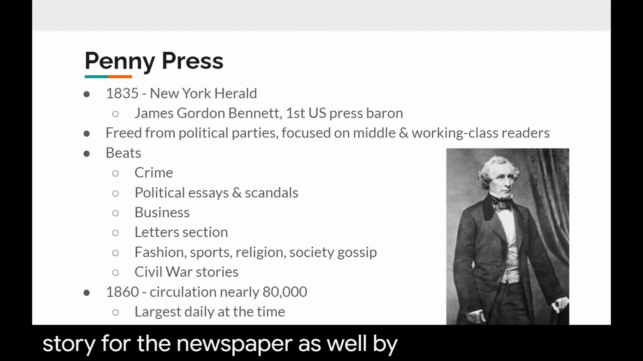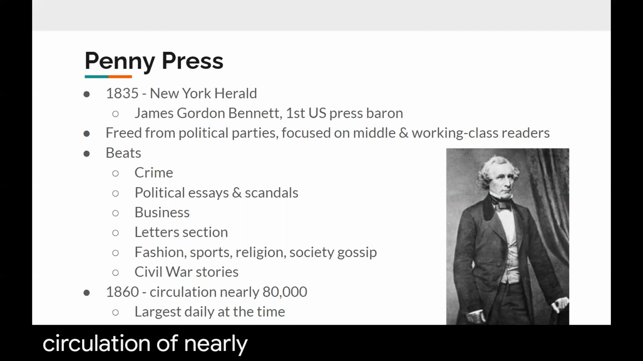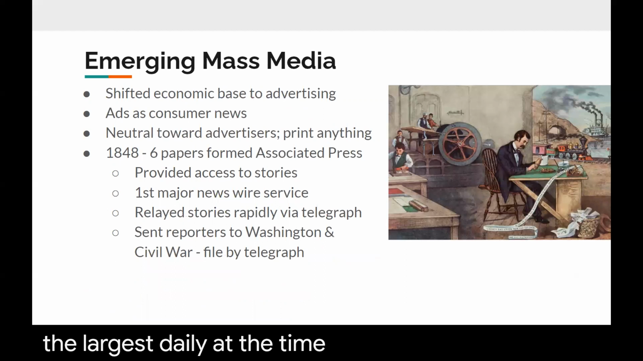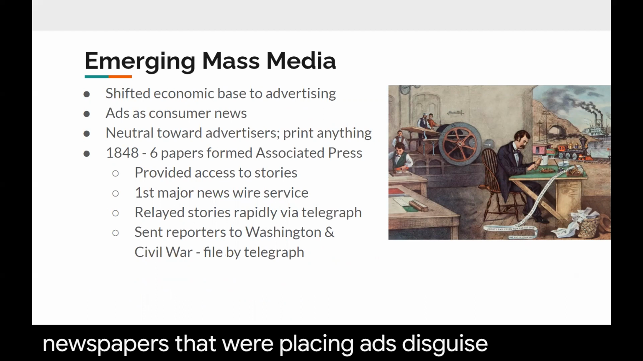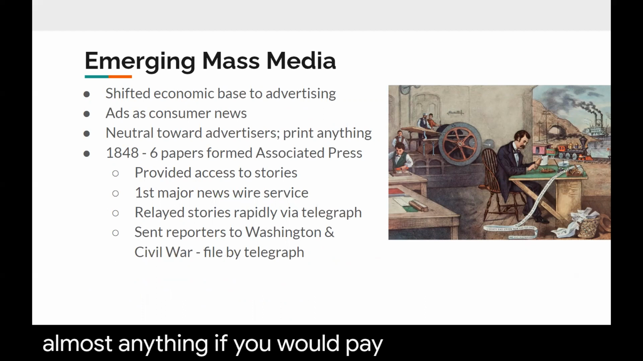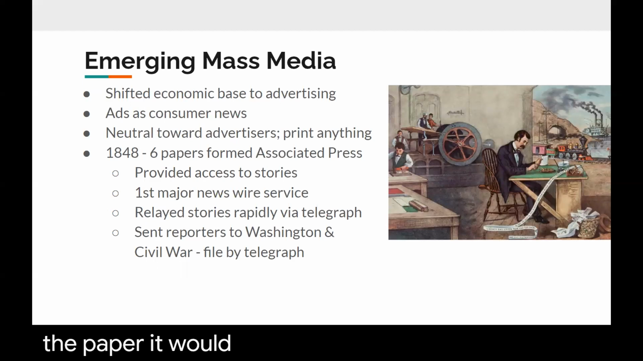By 1860, they had a circulation of nearly 80,000, and so it was, of course, the largest daily at the time. Now, as mass media continued to emerge, it shifted the economic base of newspapers to advertising. There were a lot of newspapers that were placing ads disguised as consumer news. And so the newspaper had to be very neutral towards advertisers, and they would print almost anything. If you would pay them to put an ad in the paper, it would appear.